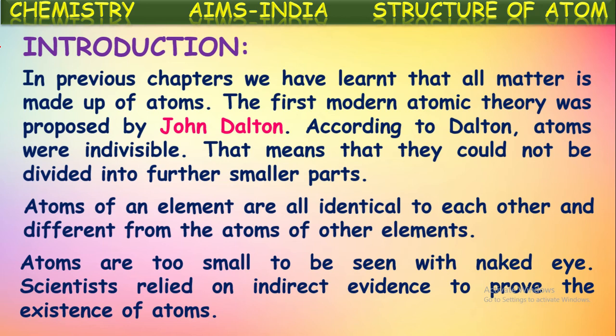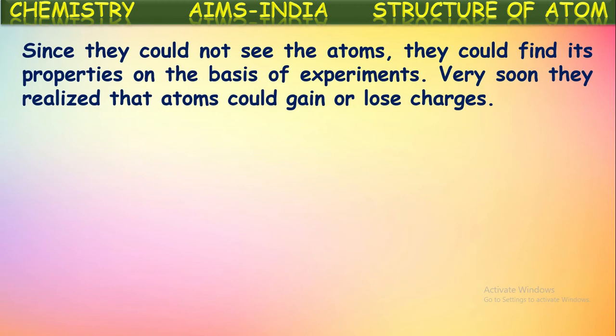Scientists relied on indirect evidence to prove the existence of atoms because they cannot see these atoms with the naked eye. Why? Because these atoms are very, very tiny, which cannot be seen with the naked eye. Since they could not see the atoms, scientists found their properties on the basis of certain experiments. Very soon, they realized that atoms could gain or lose certain charges.